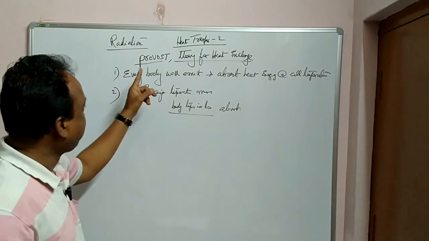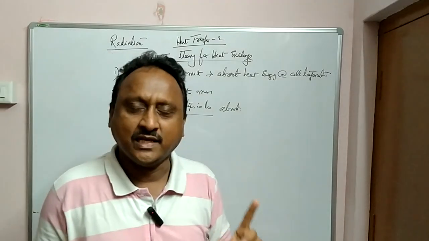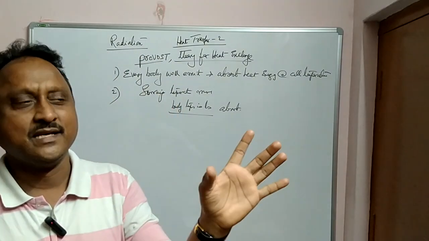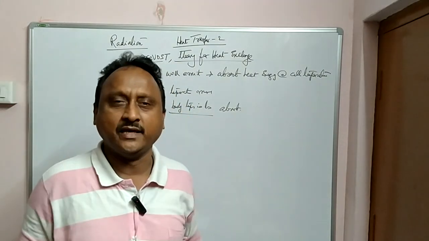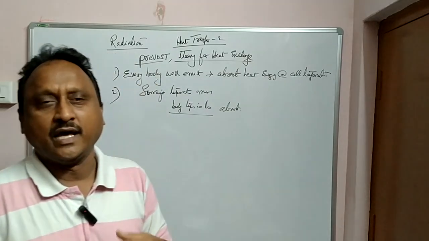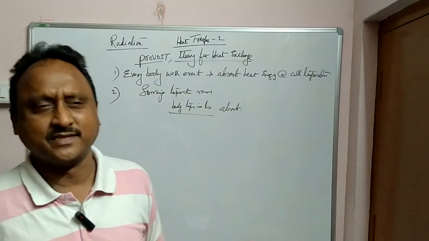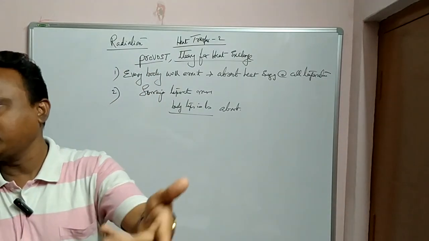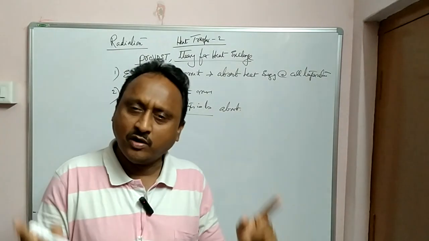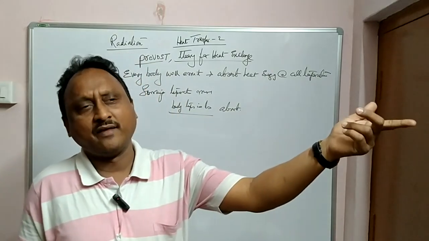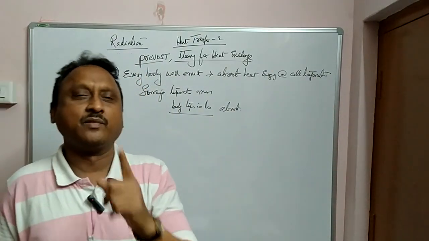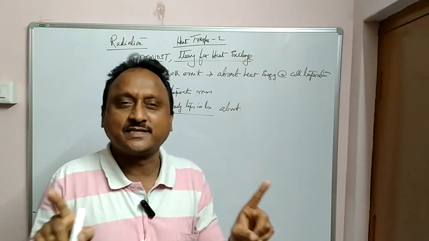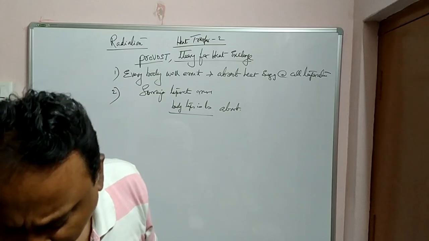Okay? So this is the very important Prevost theory. In the examination, you may be asked for 2 marks in IPE: write Prevost theory. Every body will emit and absorb energy at all temperatures. If one body is at higher temperature, it will emit. If another body is at lower temperature, it will absorb. But every body will emit at all temperatures. Emit and absorb, both things take place. That is Prevost theory.